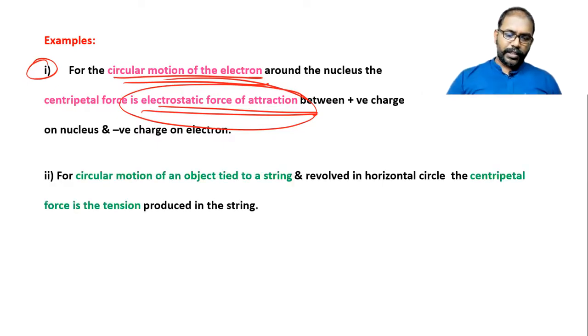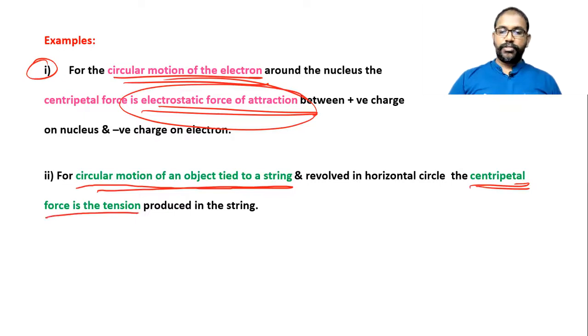Another example is for circular motion of an object tied to a string and revolving in a horizontal circle. Centripetal force is provided by tension in the string.